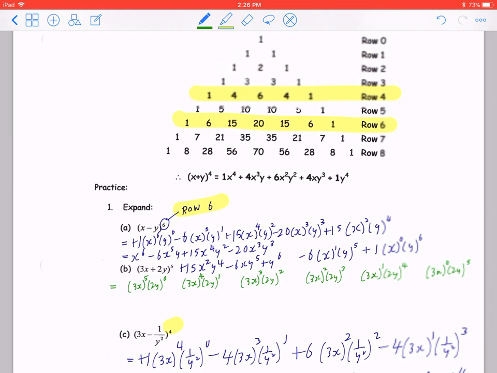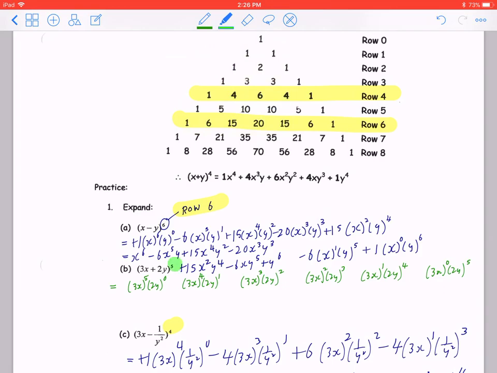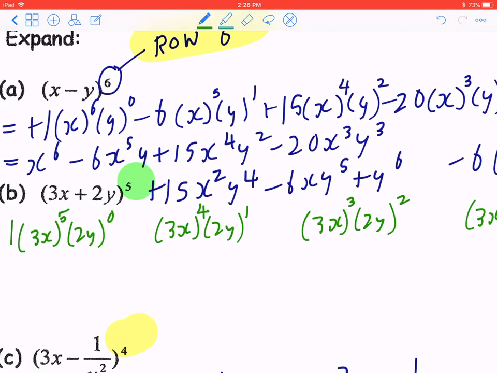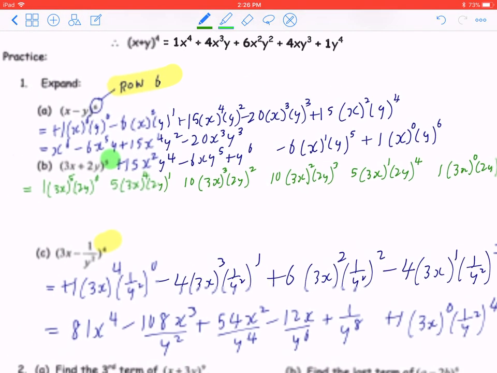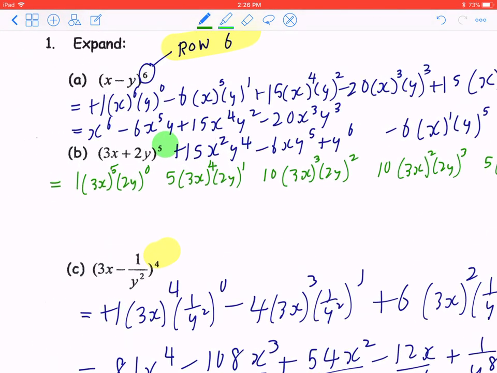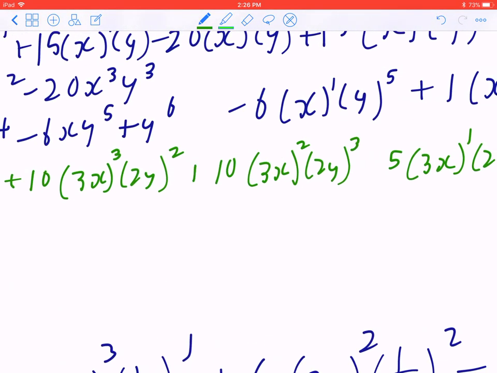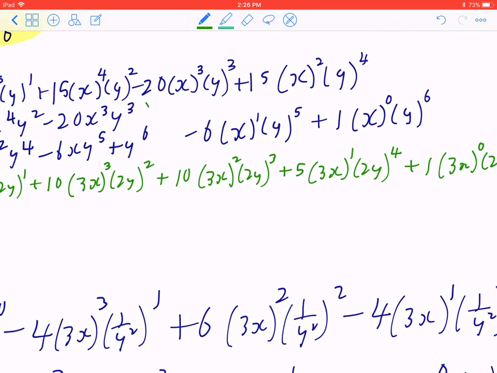Then you go back to the triangle, and again the exponent tells you the row number. So the fact that the exponent is 5, you're focusing on row 5. And the coefficients are going to be 1, 5, 10, 10, 5, and 1. And the final step is you're adding, so you put a plus sign in between each term. Again, here comes the final answer.